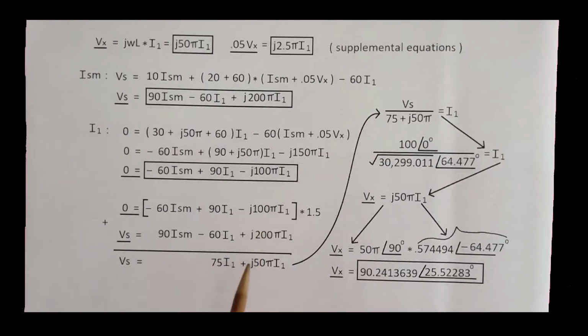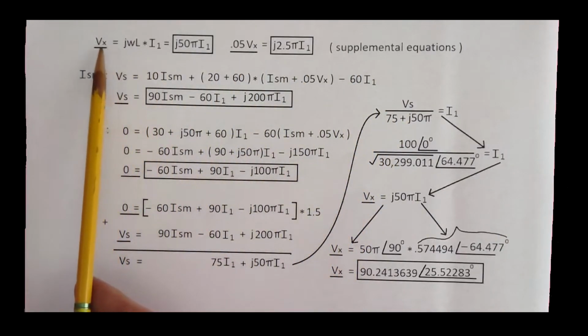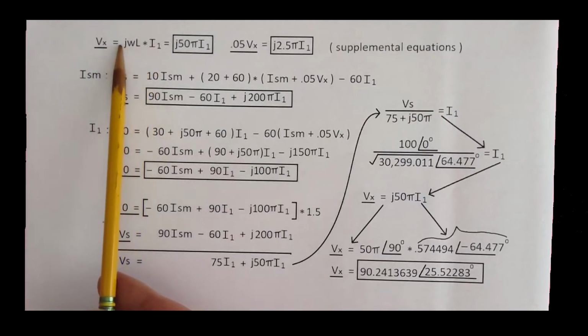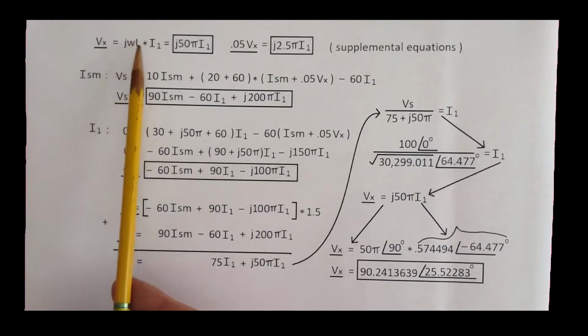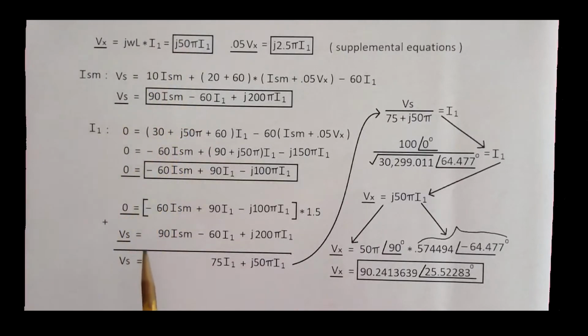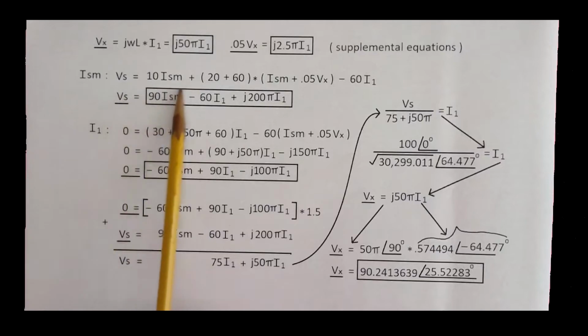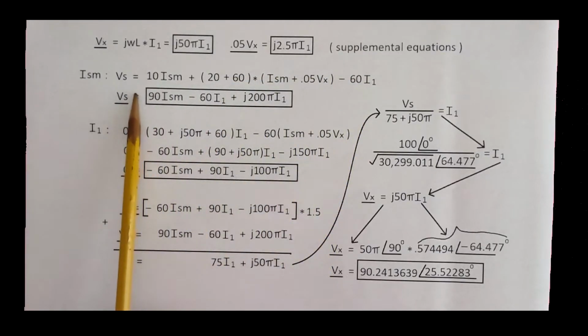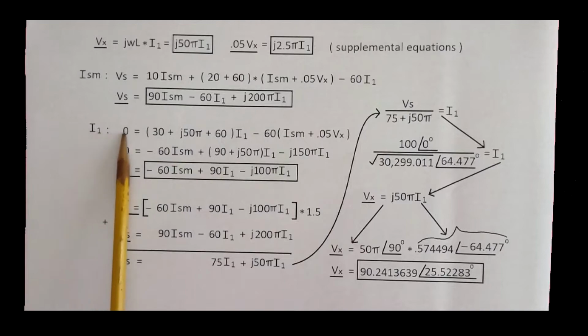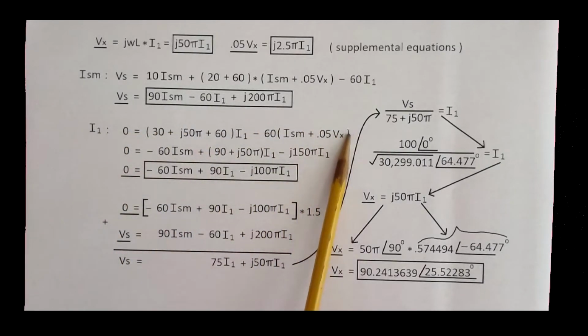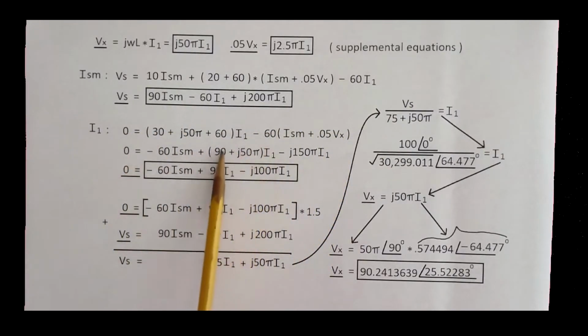Continuing where X is equal to the 0.5 Henry inductor, we have supplemental equations: Vx equals the inductor impedance times I1, and the 0.05 Vx. They look a little different this time. Here's the supermesh equation repeated, and after we simplify it, that's the result. The I1 mesh equation repeated, a little bit of basic algebra, and here's the result.